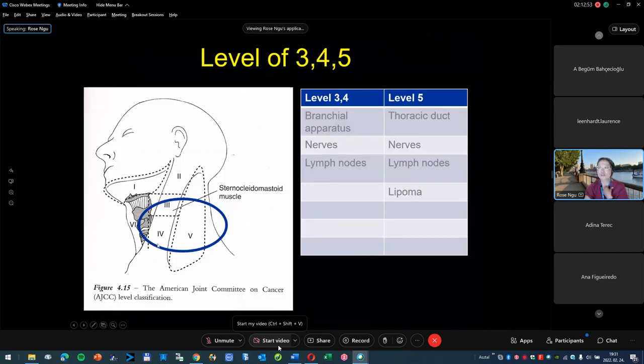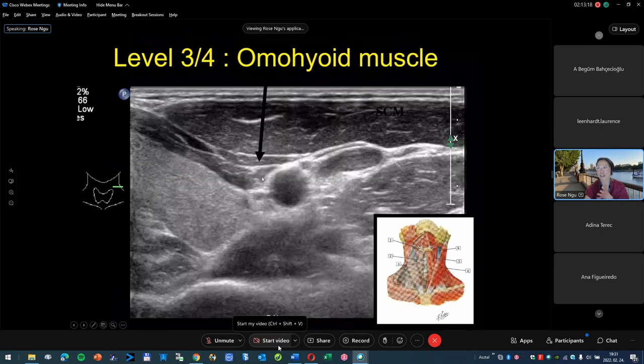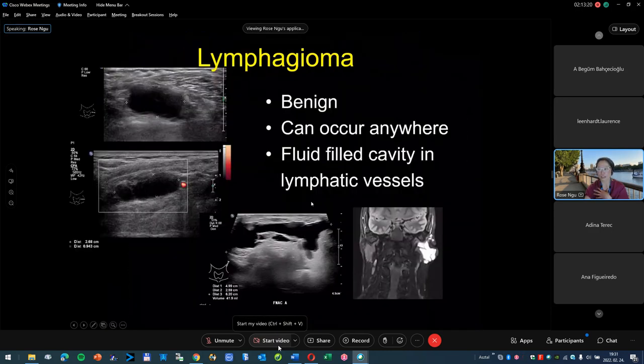What about levels 3, 4, and 5? What do you find? Again, remember just now we talked about the branchial apparatus. You can have nerves, you can have lymph nodes, you can have all the other lumps, okay? Here you have the common carotid and the IJV. Remember what Lauren says? The omohyoid is going to swing around, and when it crosses the IJV, that's when you're going to go into level 4, okay?